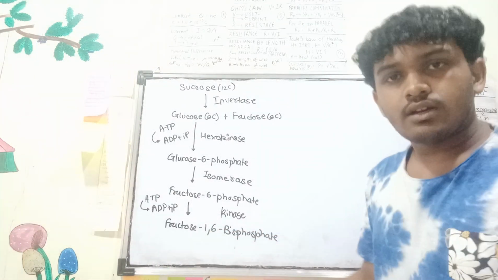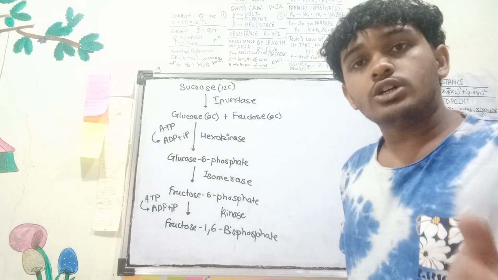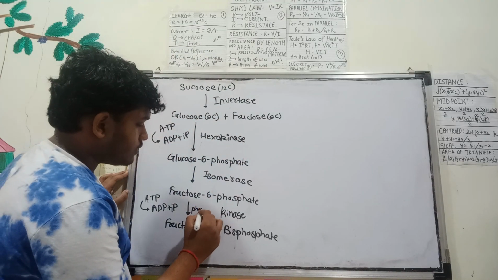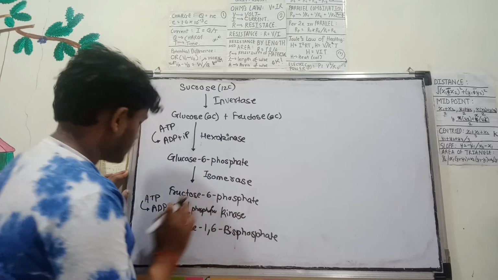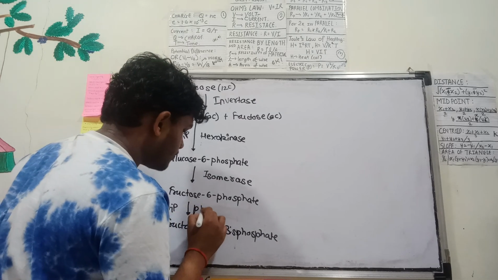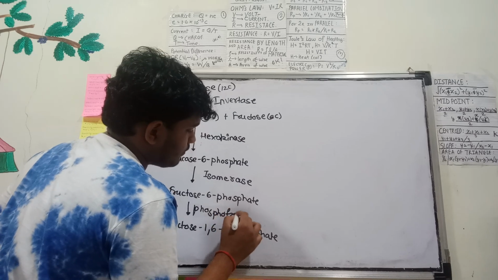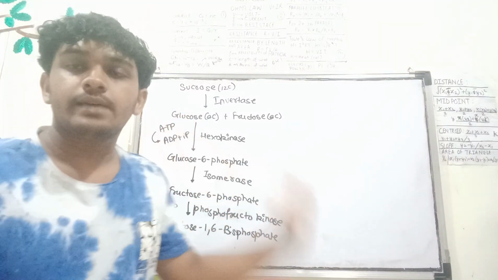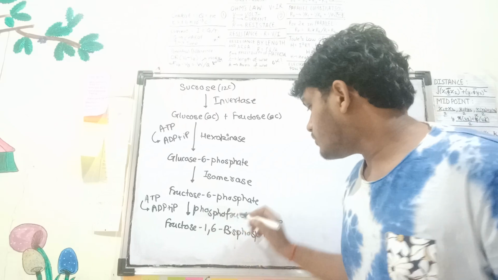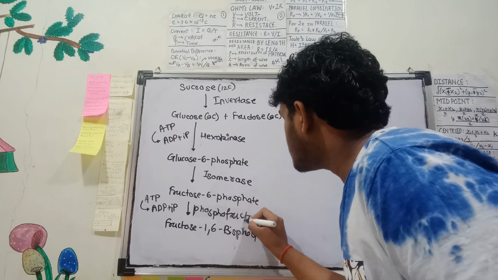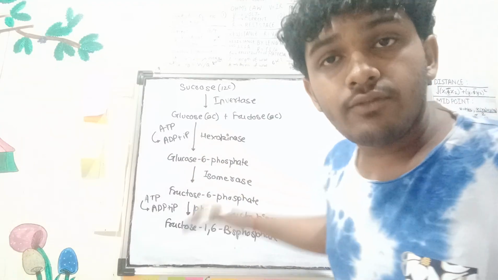What is the product's first name? Fructose. So this enzyme name is actually phosphofructokinase. Why? Because a phosphate ion is added, right? So the enzyme's name is phosphofructokinase. Now these are the first 3 steps of glycolysis. These 3 steps are also known as the preparatory phase of glycolysis.